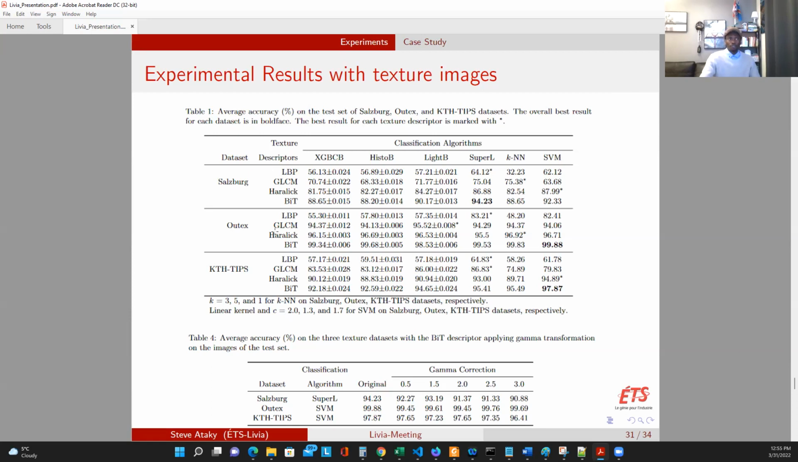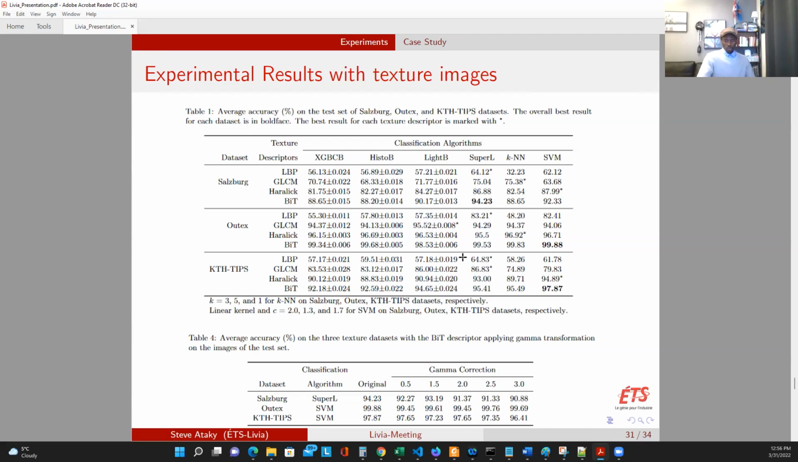And for Outex, we can see that we have 99.88% accuracy with the BIT. With Haralick, we have 96, we have 94 with GLCM, and we have 83 with LBP. And for KTH, we have 97 for the BIT, sorry, 97. We have 94 for Haralick, 76, and we have 60. We have 64 for LBP.